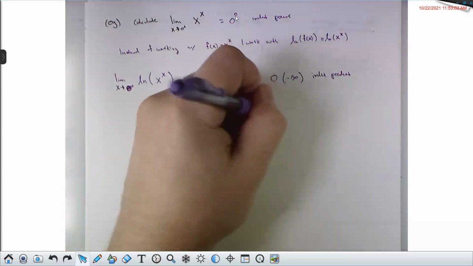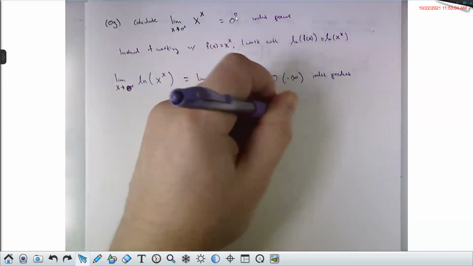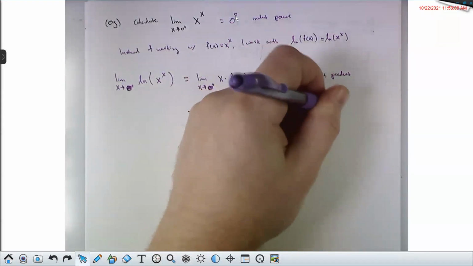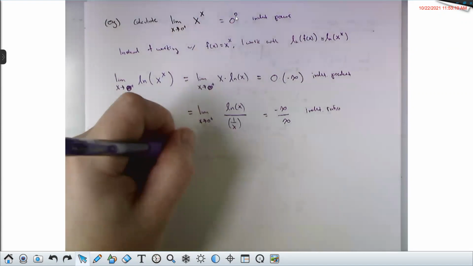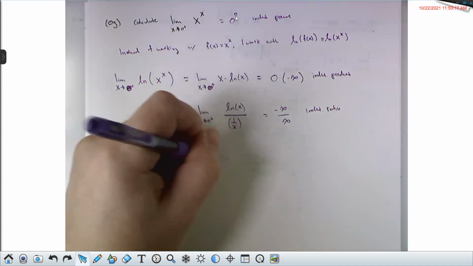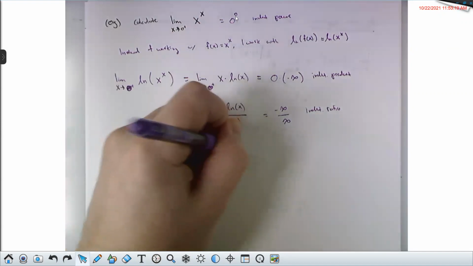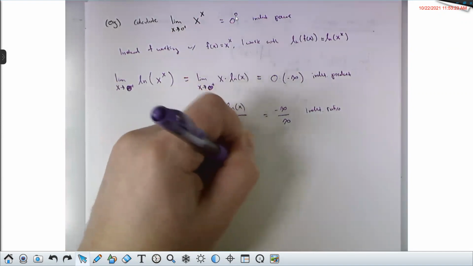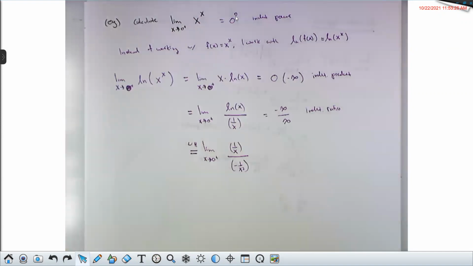As x goes to 0 now, this looks like negative infinity over positive infinity, which is an indeterminate ratio. So I am free to apply L'Hopital's rule, giving me lim x to 0 plus. Derivative of ln x is 1 over x. Derivative of 1 over x is negative 1 over x squared.